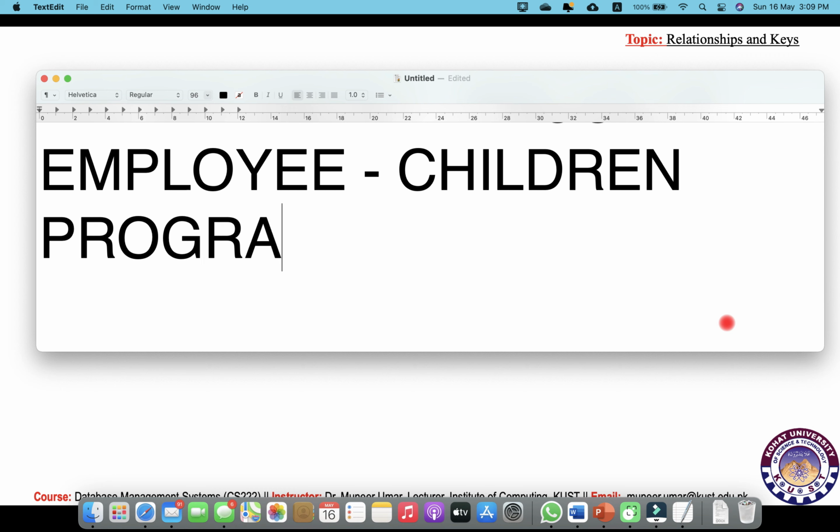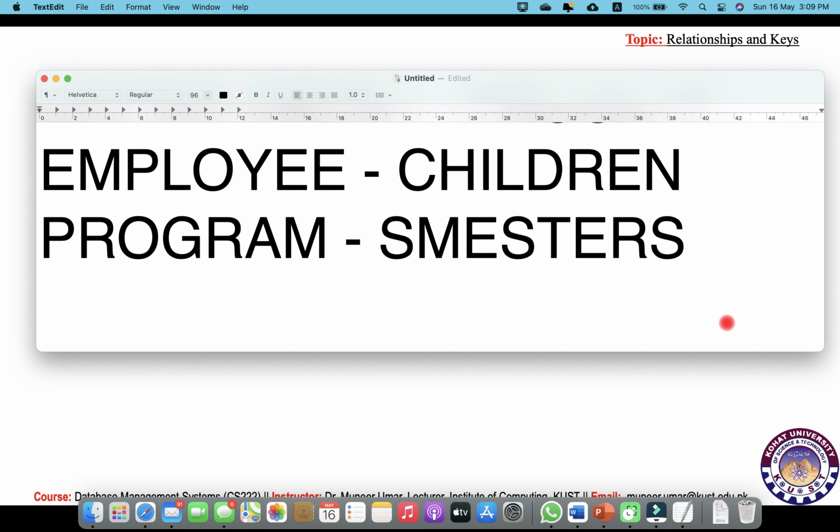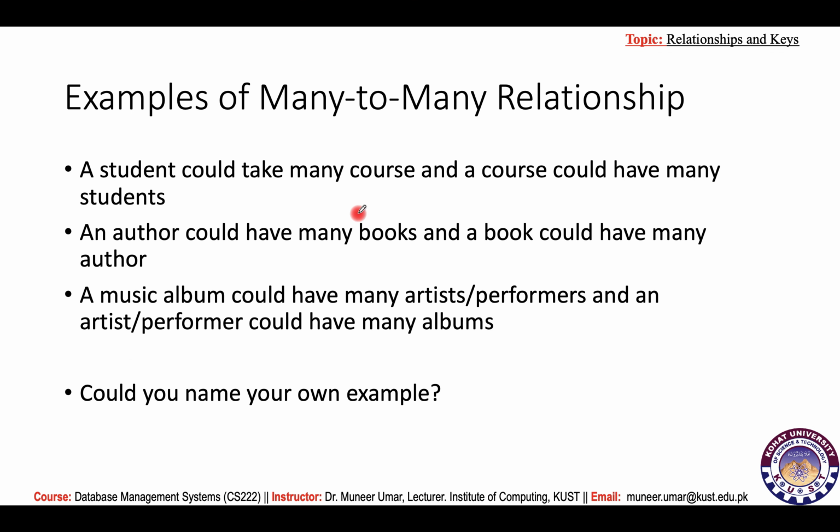A program can be divided into many semesters. There are lots of similar examples available. Then we have many-to-many relationships. Students could take many courses, and a course could have many students. An author could have many books, and in a single book, there might be many authors.